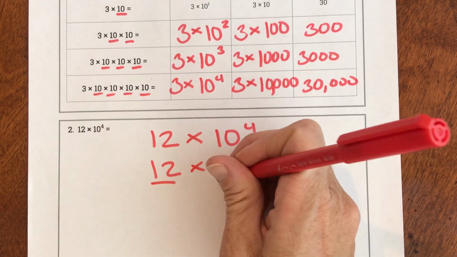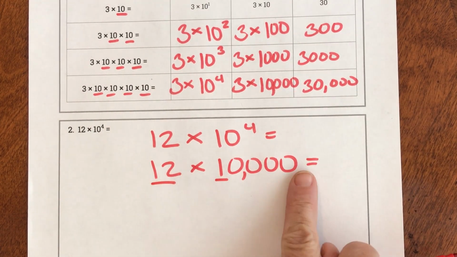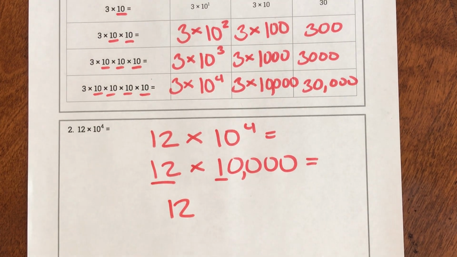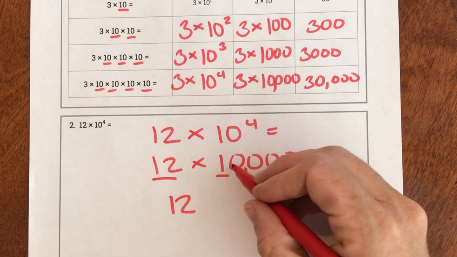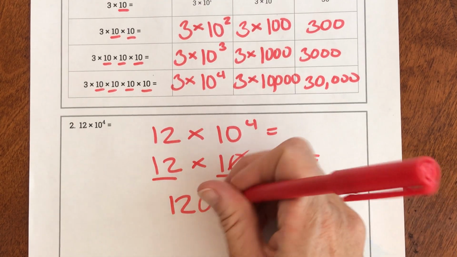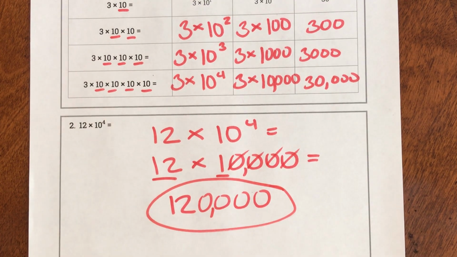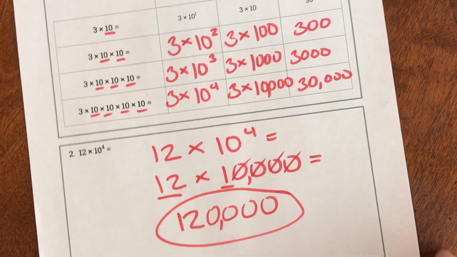Okay, that's step 1. Step 2 says multiply non-zeros. So I have 12 times 1. So what is 12 times 1? 12. And then how many zeros do I need to add? 1, 2, 3, 4. So my answer is 120,000.